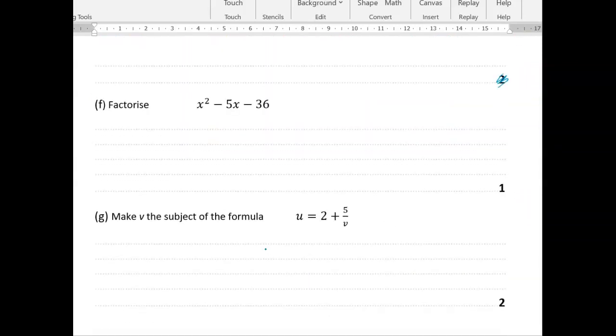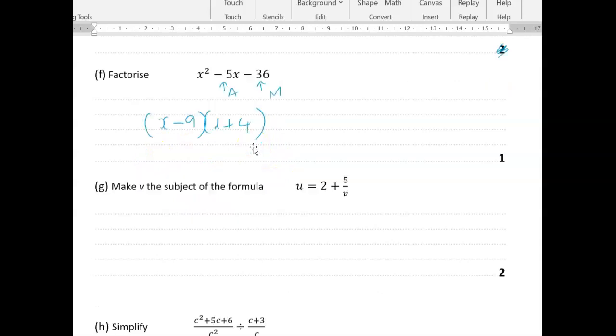Factorising. Now, this one is worth 1 mark. It actually was not done very well. There's no equals in there. All I'm looking for are 2 numbers that will add to minus 5 and multiply to minus 36. And those numbers are going to be minus 9 and 4. That's all I need for that one. I don't need you to write x is 9, x is minus 4. I'm just factorising it, and that's the factorised form.